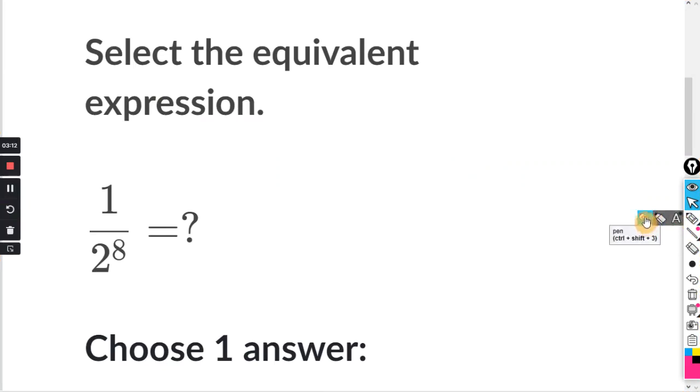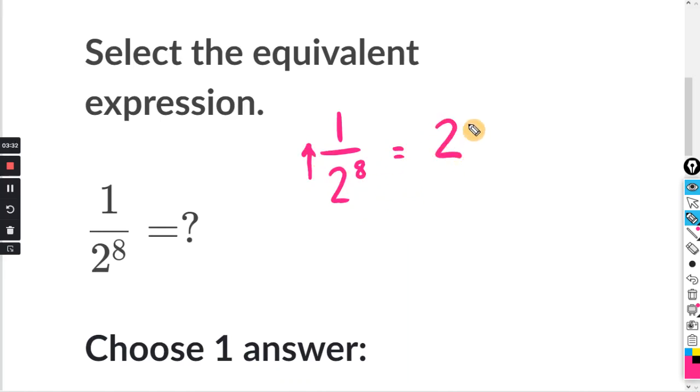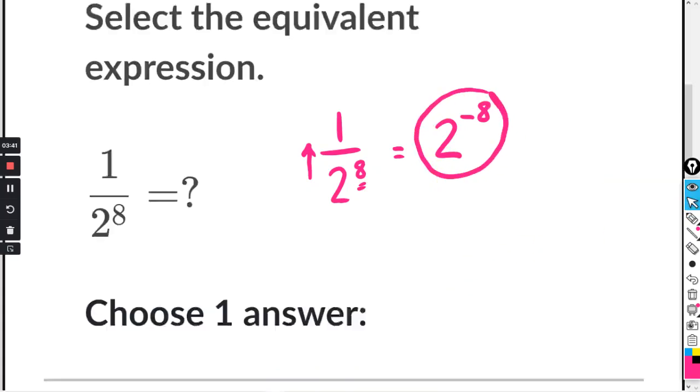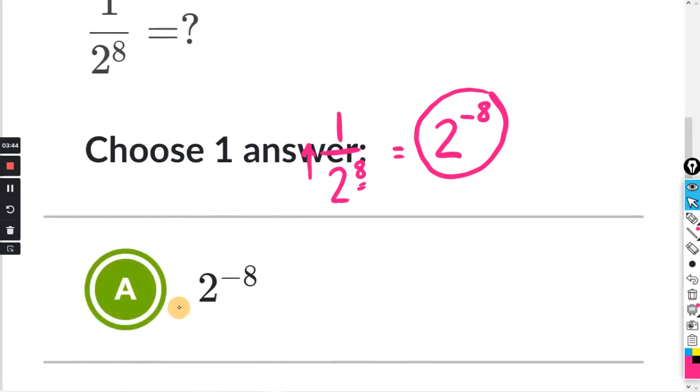All right, here we have 1 over 2 to the 8th. And what I'm going to do is take the 2 to the 8th and move the whole thing into the numerator. So 1 over 2 to the 8th is going to be 2 to the negative 8. All I did was change the plus minus sign on the exponent. So that's 2 to the negative 8, answer A. We're only choosing one answer.